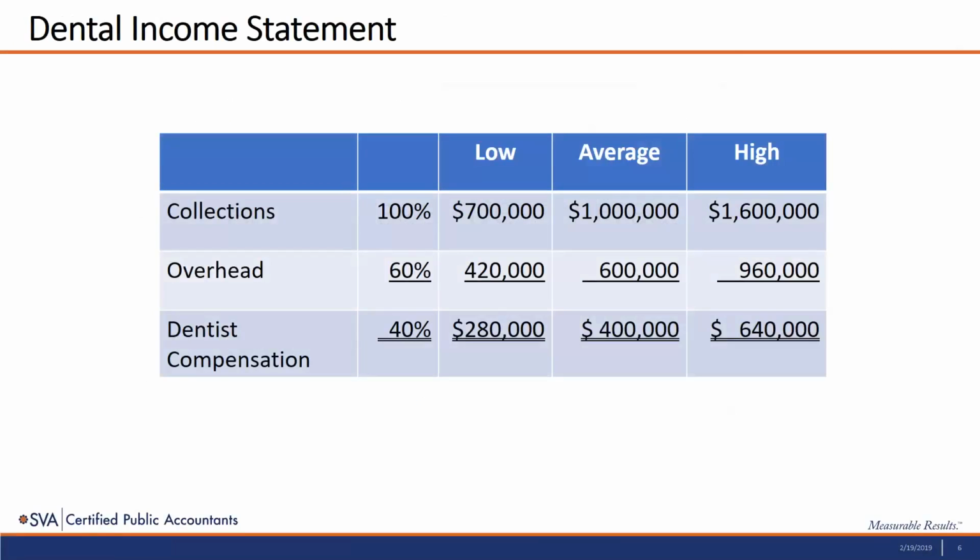That's just kind of the average. We see a pretty big range there on the collection side. On the low end, somewhere maybe around $700,000 of collections, up to, on the high end, maybe $1.6 million of collections. That'd be a practice maybe a little bit heavier into cosmetic work, maybe a bigger perio practice, but a pretty big practice for a one dentist owner.